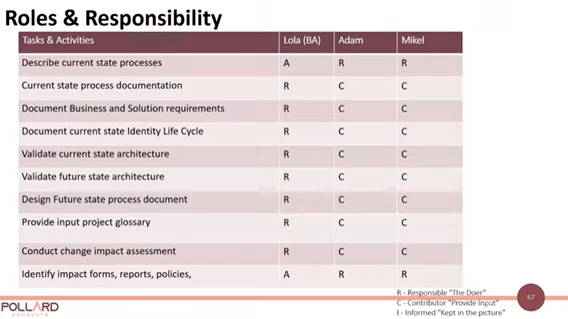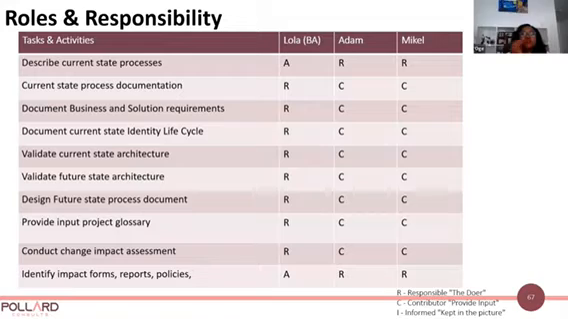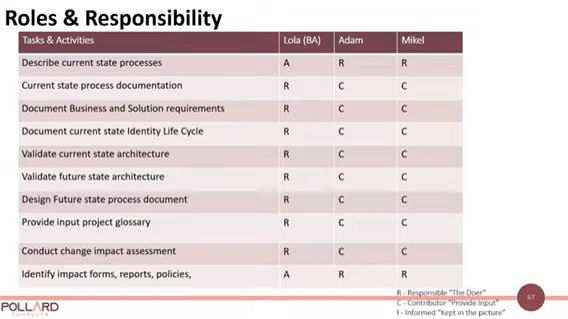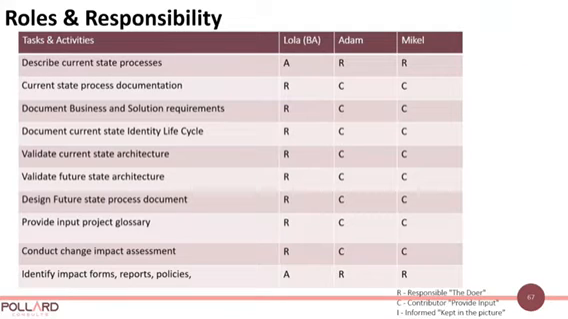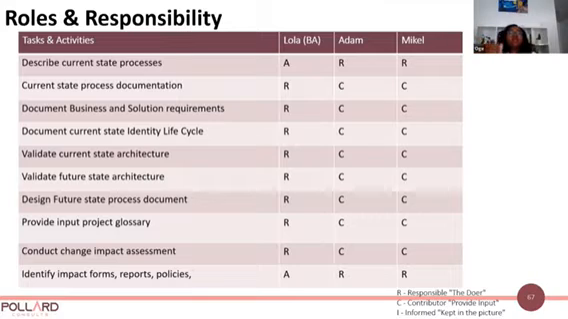Then you need to tell them their roles and responsibilities on that project. Before reaching out to those stakeholders, you should have an idea what you expect them to come and do. So at that point, for example, it could be you need them to describe their current process. You need them to document business and solution requirements. These are just sample tasks.